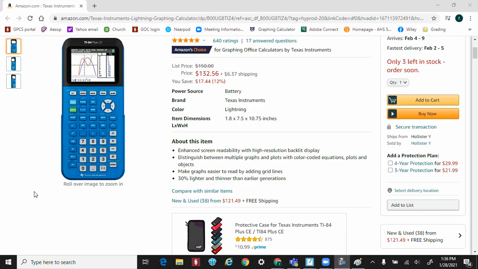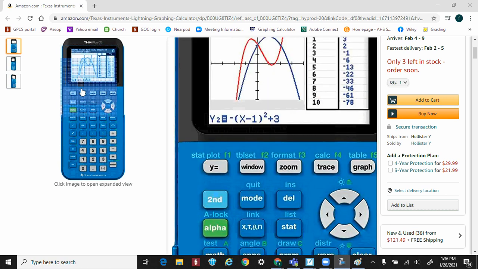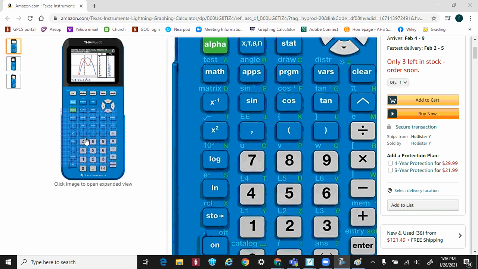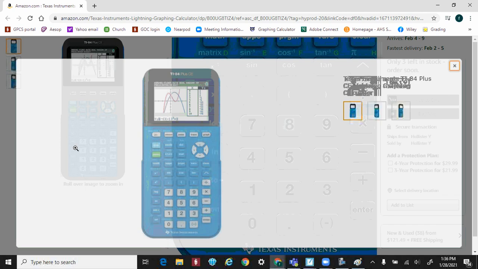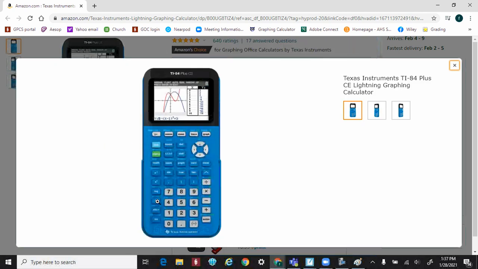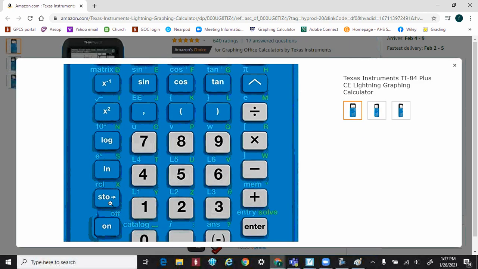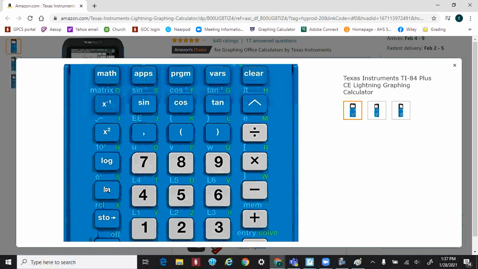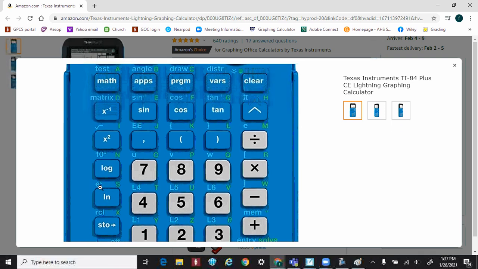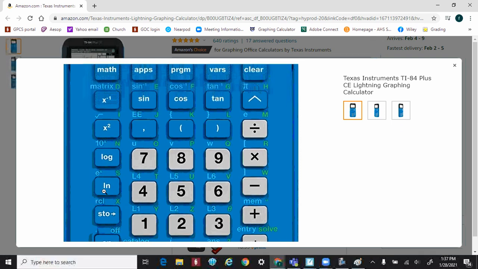All right, so this is a picture of a TI-84. The E function is right there. See where that ln is? See where this ln function is? See that little e exponent? That's what you're going to use, okay?